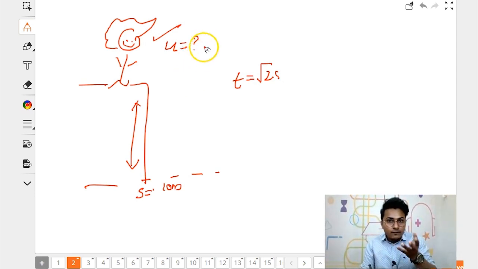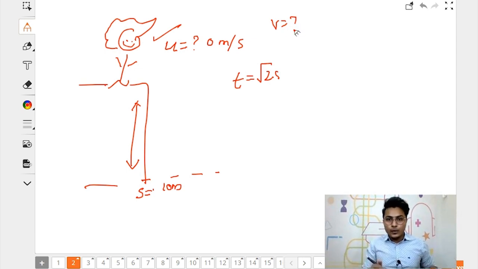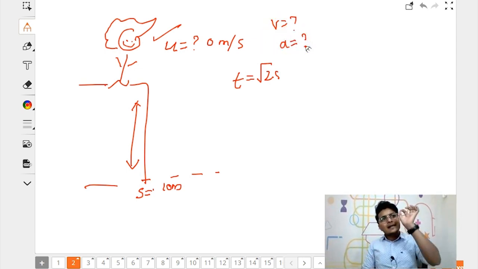So the value of u is going to be 0 because the object is stationary. We don't know what v is and we don't care what v is. I just want to find out what the acceleration is. I want to find out at what acceleration my bear is falling down. That's all I need to find.